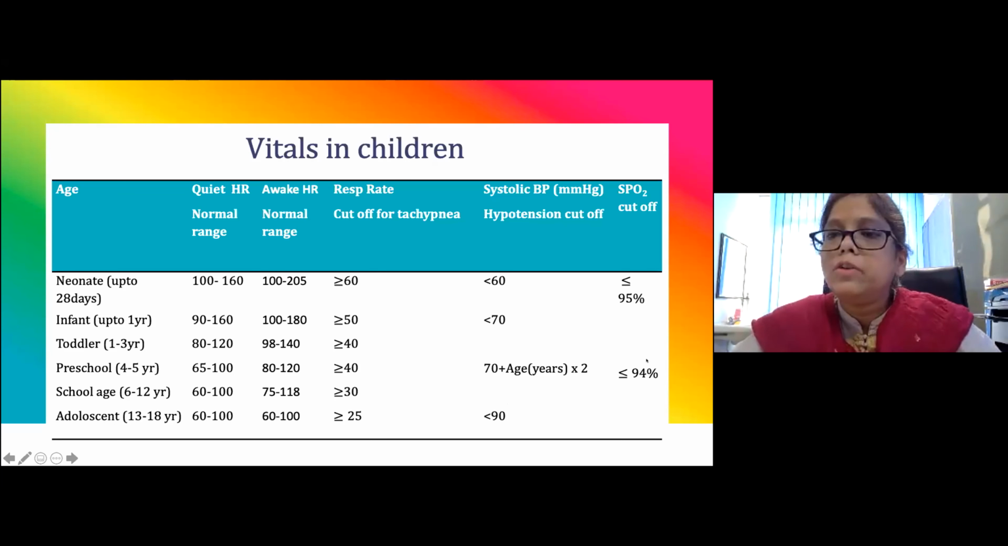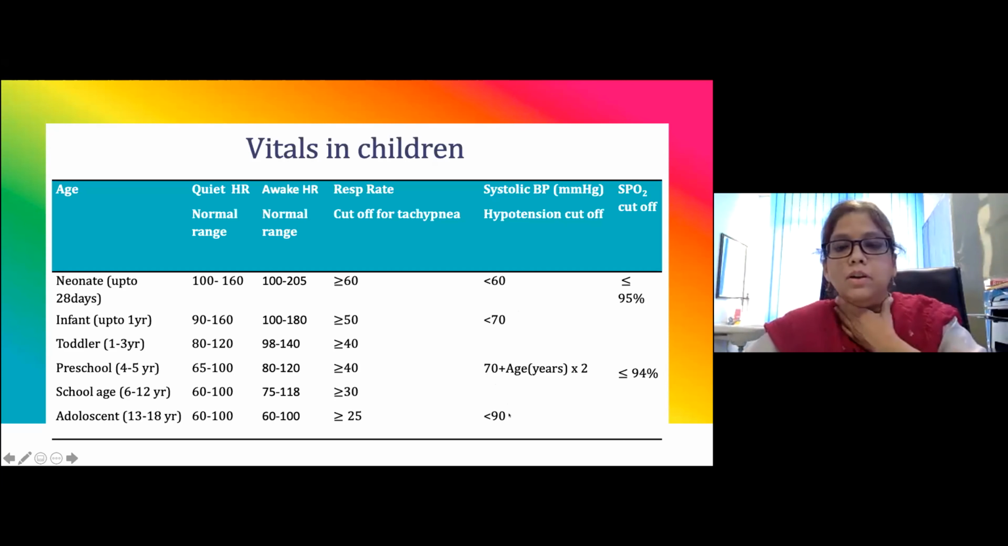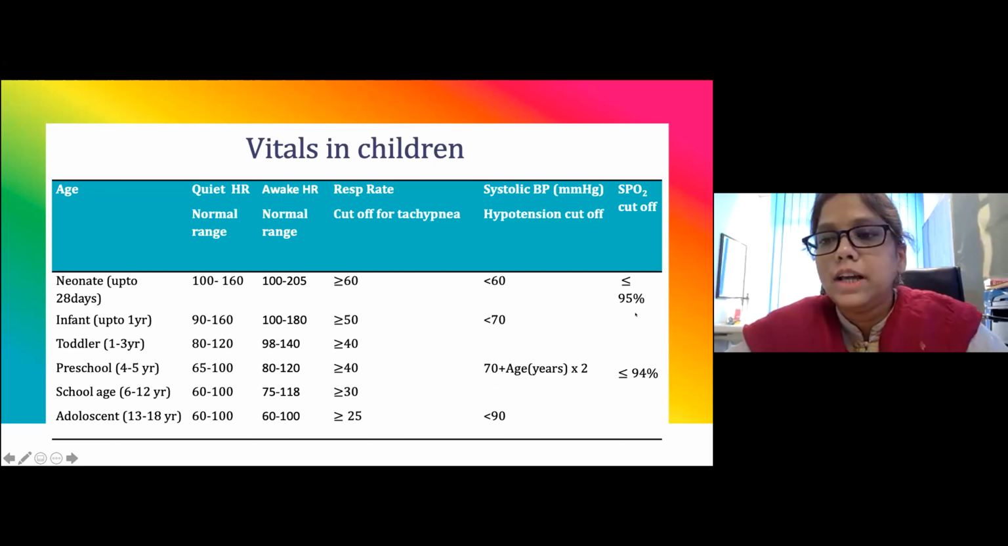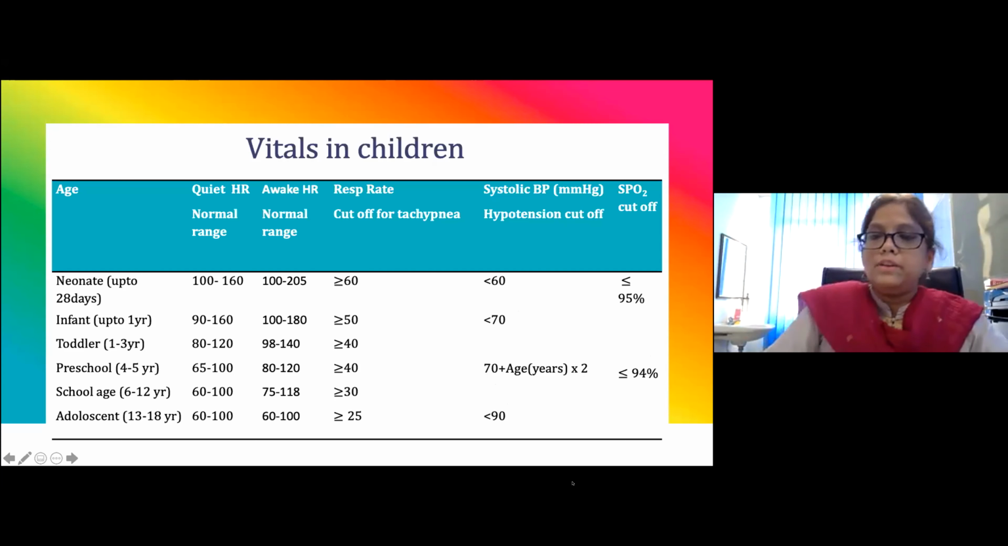There are formulas for blood pressures, so I'll just go through them. For children, we just have to see the systolic blood pressure in emergency. Less than 60 is the cutoff for hypotension in neonates, and less than 70 for infants. For older children, the formula is 70 plus age in years times 2, and for more than 10 years, or in adolescents, it is less than 90. The saturation cutoff is less than 94% for all ages except neonates, which is less than 95%.